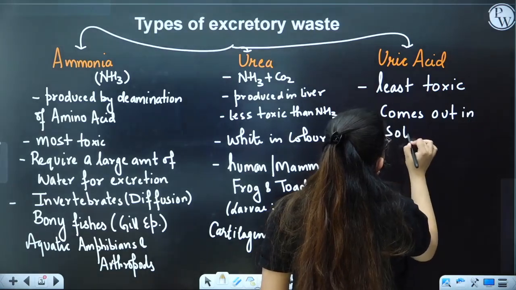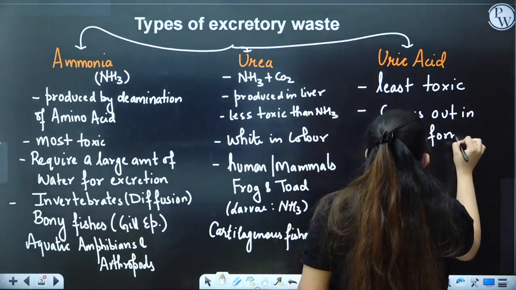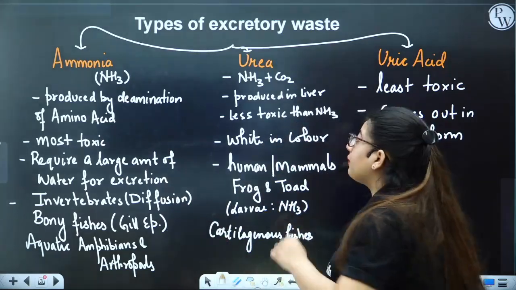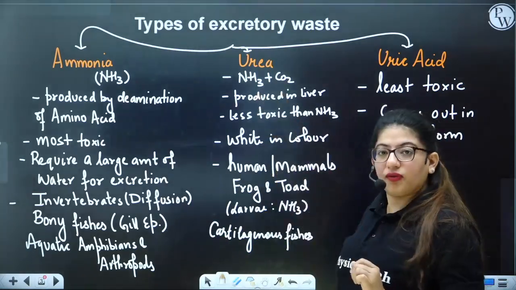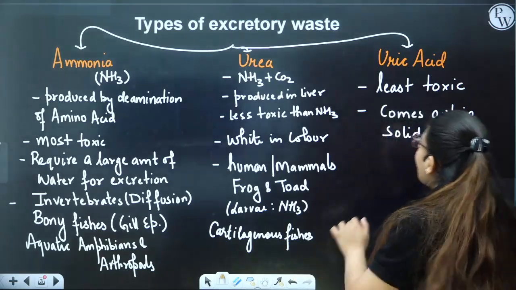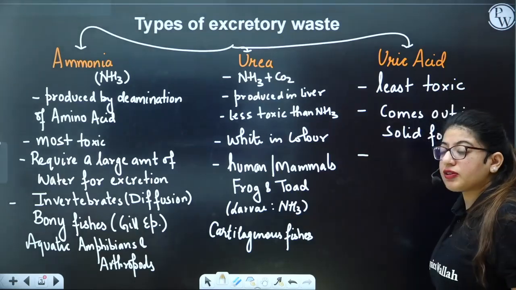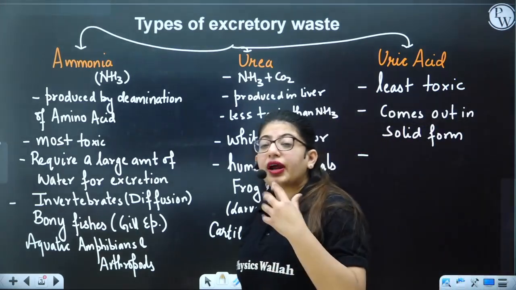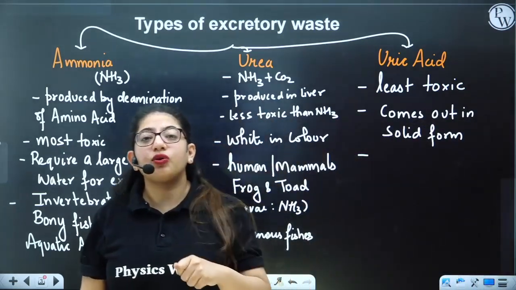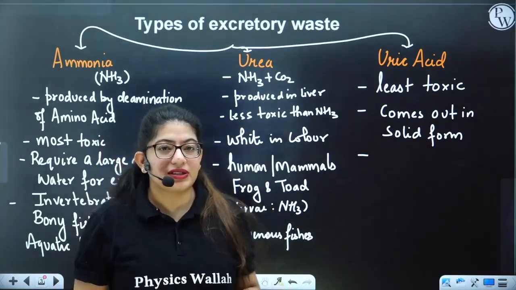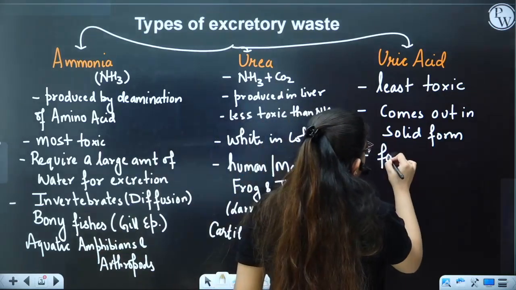So ammonia was formed by removal of NH2 from amino acid, whereas urea was formed in the liver by combination of ammonia, water and CO2. Whereas uric acid is formed by the metabolism of what? Nucleotide. In nucleotides, we have the bases adenine and guanine. So when adenine and guanine are broken down, they later form uric acid. So it is formed by nucleic acid metabolism.